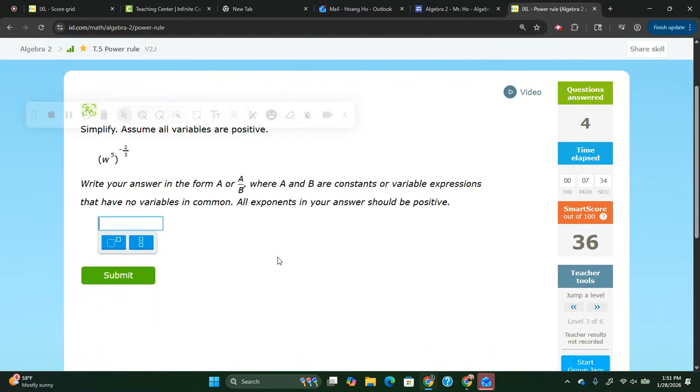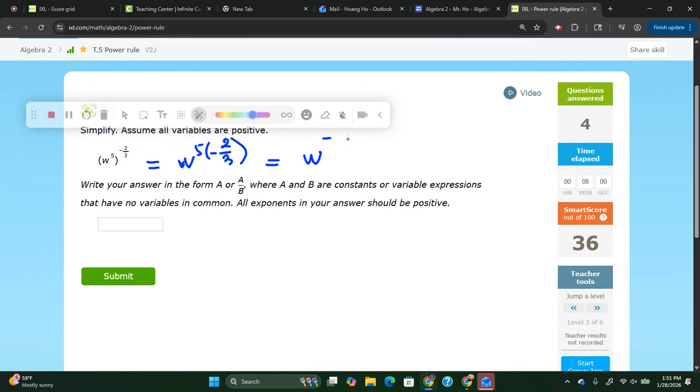Okay, next problem over here, very similar, but I can see the negative sign. So pay attention to the negative sign. Okay, so now we have w power 5 and then power 2 over 3. So 2 over 3, you multiply them together. Okay, so now you come out at w power negative 10 over 3.